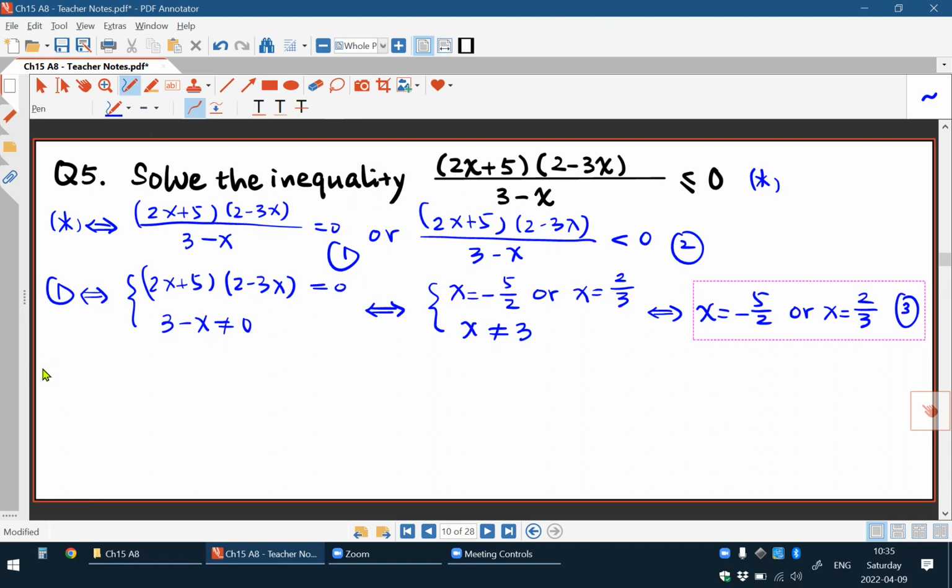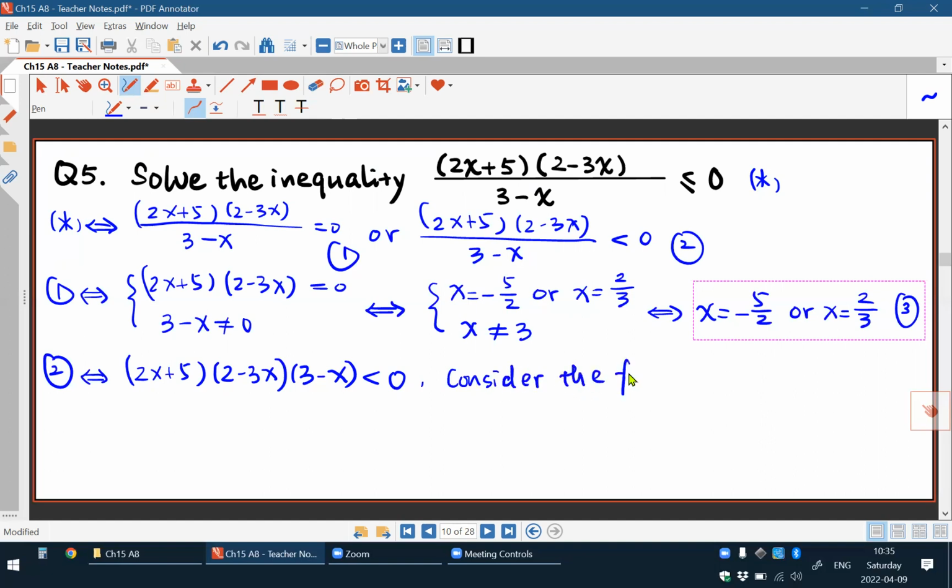You follow me? Okay, so for the second branch, this is apparently an inequality, and the left side is a ratio. A ratio that is less than 0 is equivalent to the product of these factors being less than 0, right? And then we consider the left side. This is actually, again, a product of 3 binomials. Again, this is a polynomial function. So let's consider the function on the left.